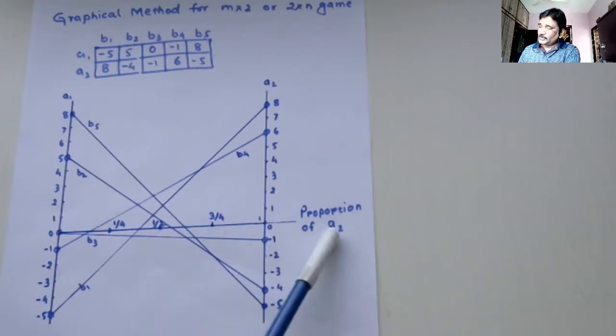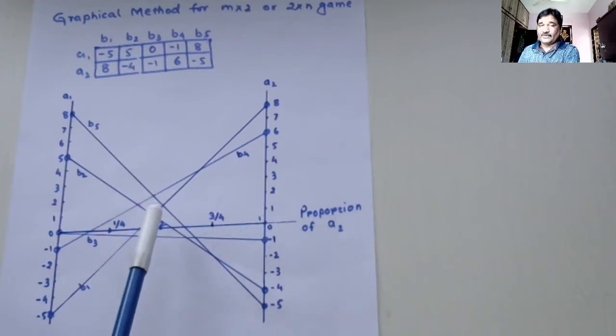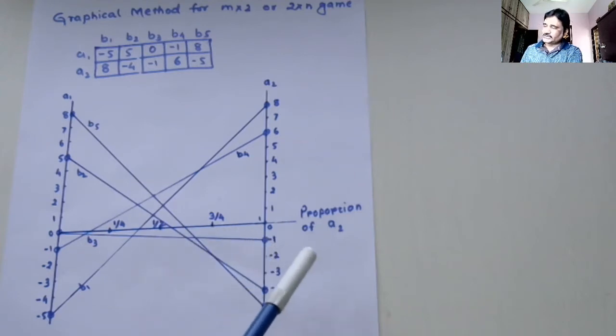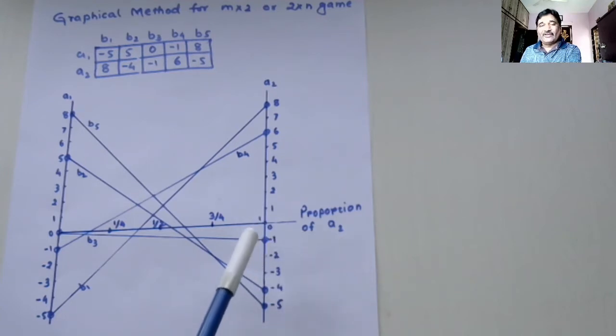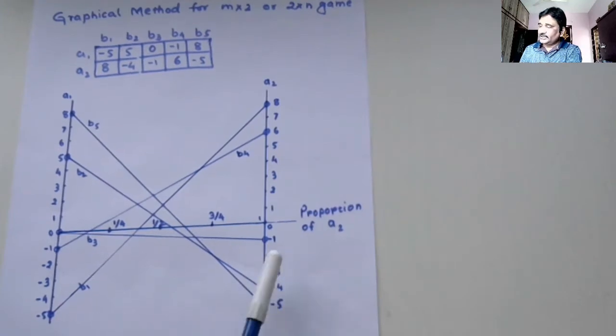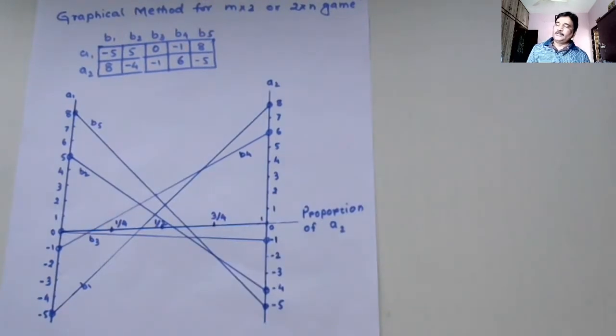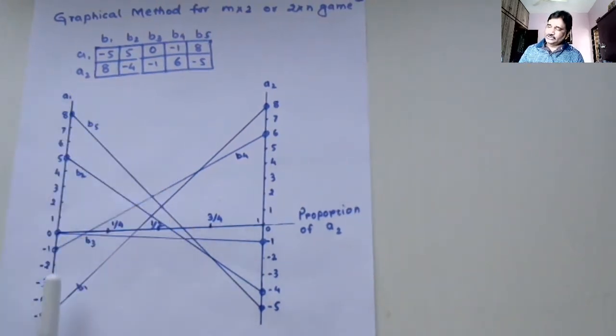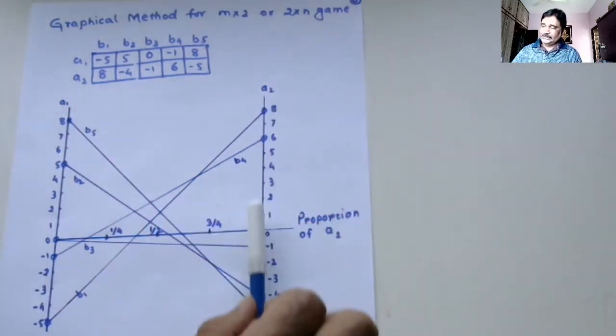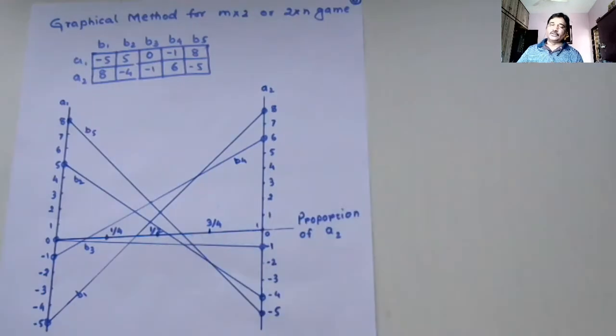If the proportion of course of action A2 is 1 by 2, that means for A1 it will be 1 by 2. And if the proportion of course of action A2 is 3 by 4, then for A1 it will be 1 by 4. And if the proportion of course of action A2 is 1, then for A1 it will be 0. That means in that case, purely A2 will get played. So these two lines are for indicating the gain. If purely A1 is played, then the gains are available on this line, and if purely A2 is played, then the gains to player A are available on this line.